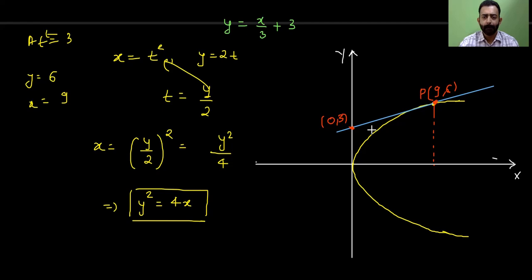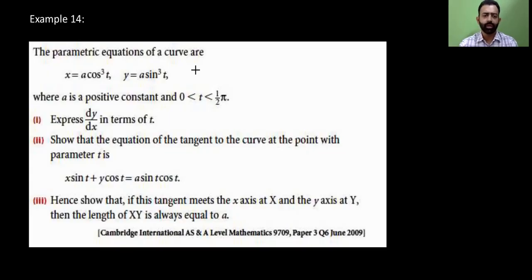Okay, let us do one more question. The parametric equations of a curve are x equal to a cos cube t and y equal to a sin cube t. Okay, just remember the trigonometric differentiation. Here it will come into play. Where a is a positive constant and the parameter t lies between 0 and pi by 2. Then we have to find, first part, express dy by dx in terms of t.